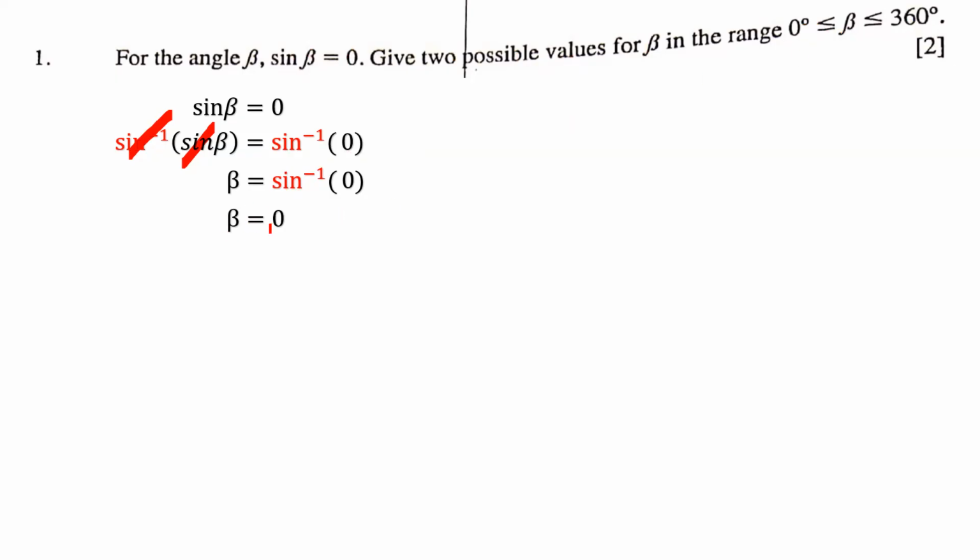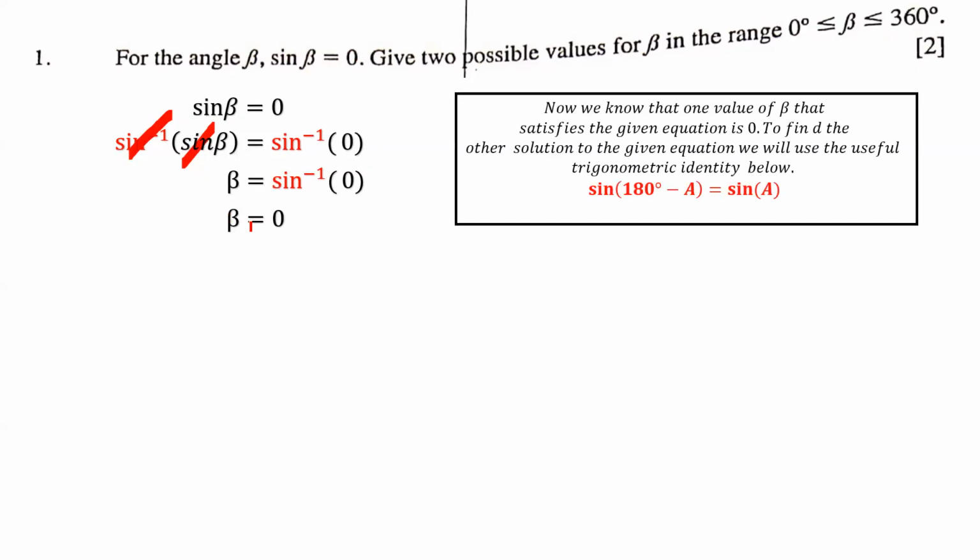And so beta equals 0 is definitely a value that we could use because in the range, they tell us that 0 can be included. So if I put 0 into the sine function, we know that sine of 0 is going to give us 0. And so this beta value definitely works.